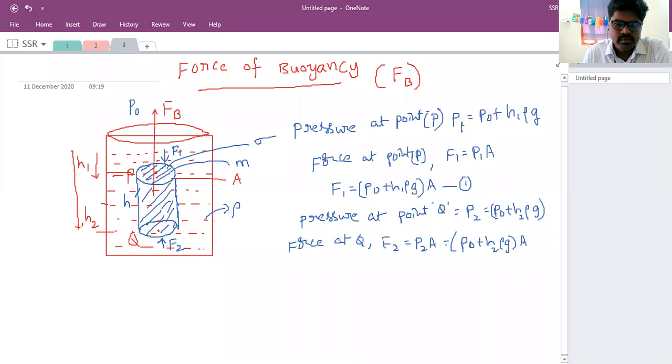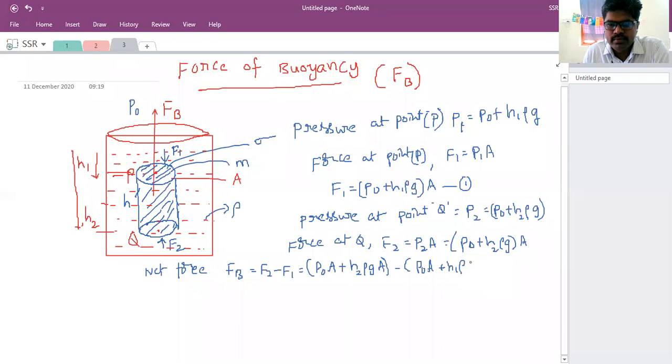Then the net upward force, you can call it FB. That is F2 minus F1. F2 is (P0 plus H2 rho g) into A, so you can multiply A also: P0 A plus H2 rho g A, minus P0 A plus H1 rho g A. Are you clear with this equation? Net upward force FB is equal to F2 minus F1. The P0 A terms cancel.